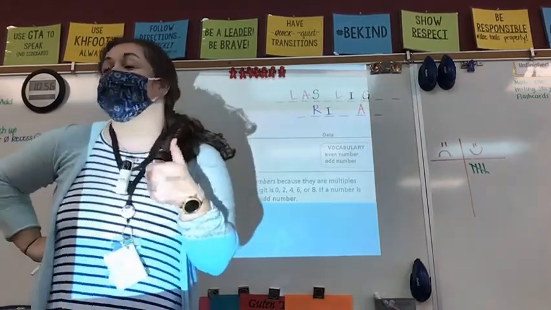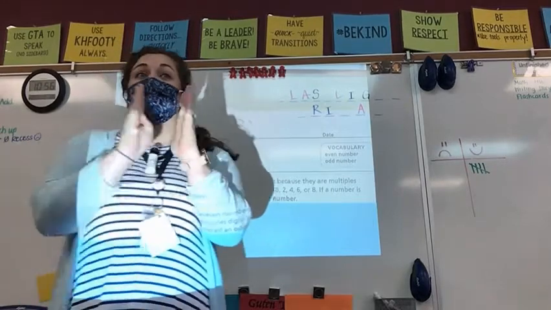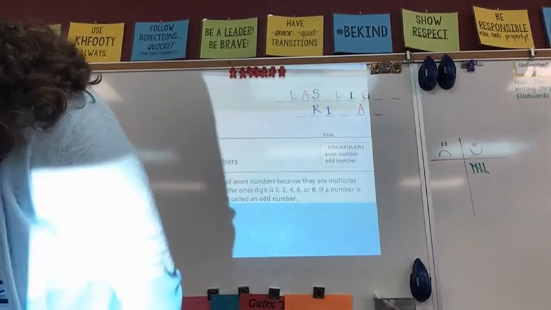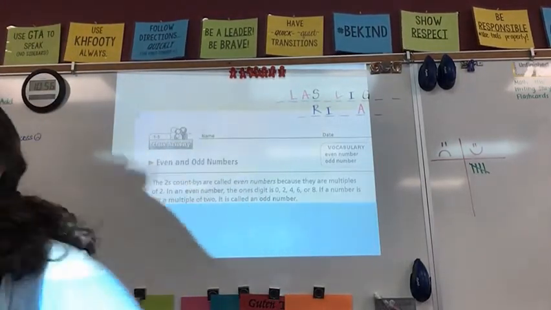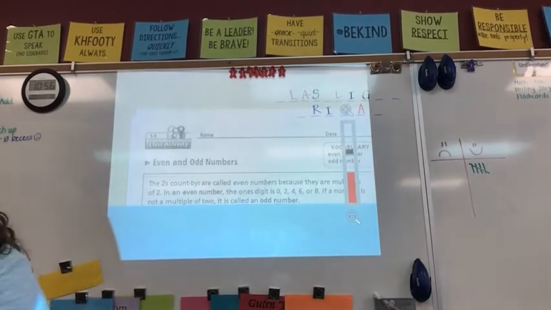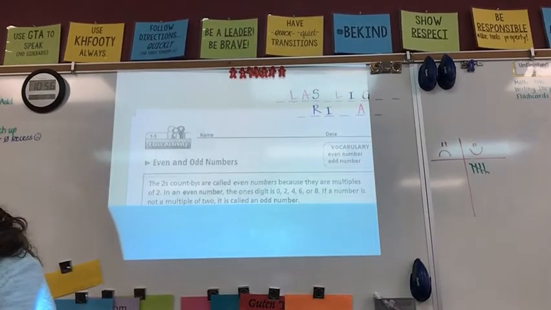They're evens, right? Anytime that you can pair a number up with a partner, it's going to be an even number. So that's what we're going to start talking about right here. They're multiples of 2. And let me zoom in. Can you guys see that okay in the back? Is it big enough? Okay.